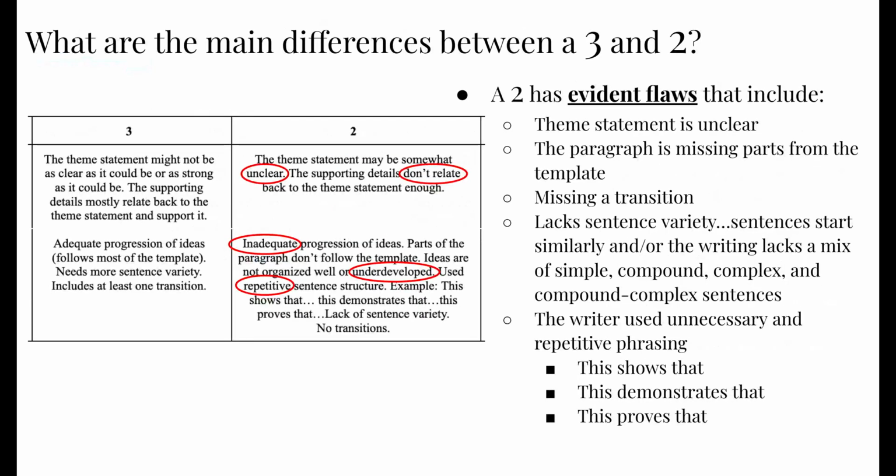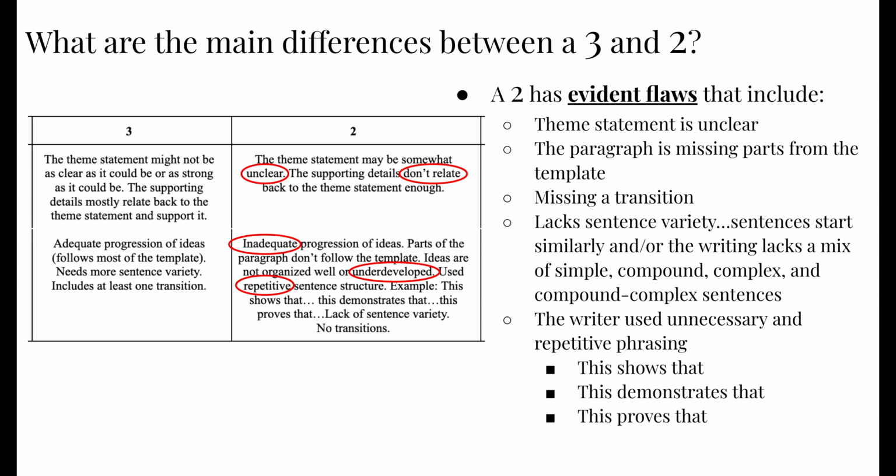So then what are the main differences between a 3 and a 2? Why would you score a 2 and not a 3? Well, a 2 would mean that you have evident flaws. They're not minor anymore. They're very evident when you read your paragraph. That would include things like your theme statement is just unclear. The paragraph is missing parts from the template. I mean, again, evident flaws. You're missing whole parts of the template.